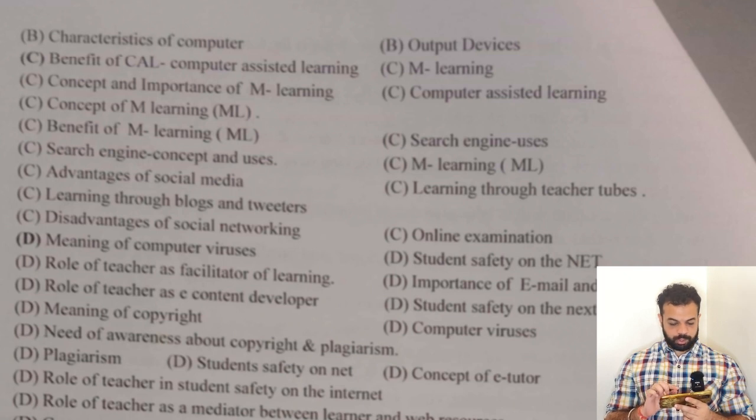Characteristics of computer. Next is output devices. Benefit for computer assisted learning or M learning. Next is concept and importance of M learning. Next is computer assisted learning. Now they have twisted the question. They can ask you benefit for computer assisted learning. So both are same.